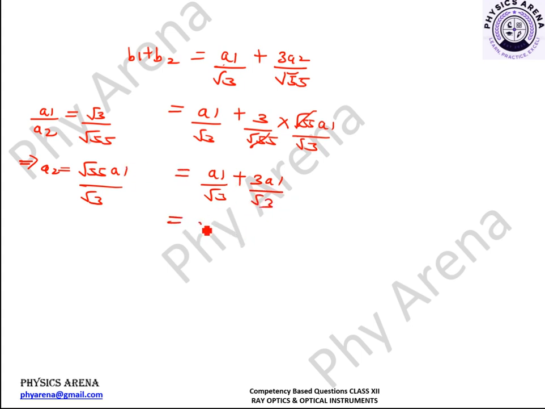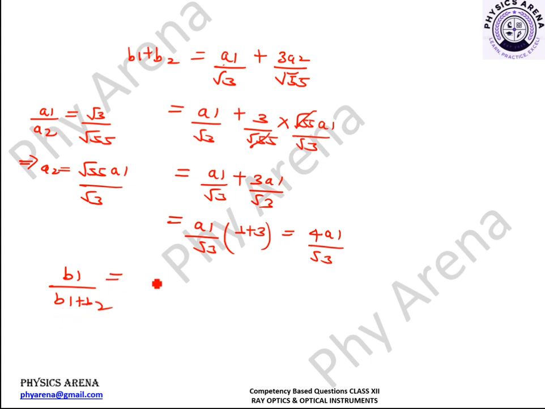I can simplify it as A1 upon under root 3 I can take common, and it will be 1 plus 3 in the brackets. That will be equal to 4 times A1 upon under root 3. So this is the value of B1 plus B2. But we need to find the ratio of B1 upon B1 plus B2. So that is the shadow of the pole on the water surface, that is B1, and the shadow of the pole inside the pool, it is B1 plus B2.